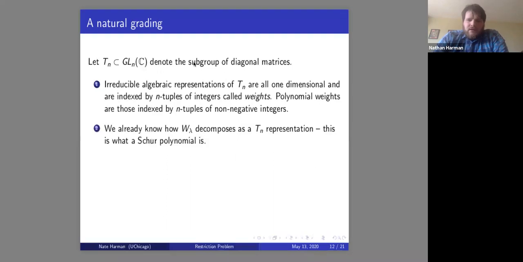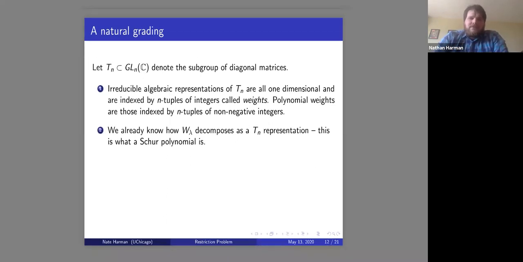And of course, we know how to decompose irreducible representations of GL_n as representations of this torus. This is exactly what a Schur polynomial is. The coefficients of a Schur polynomial, the Kostka numbers they're called, just record the multiplicities of each irreducible T_n representation that appears.